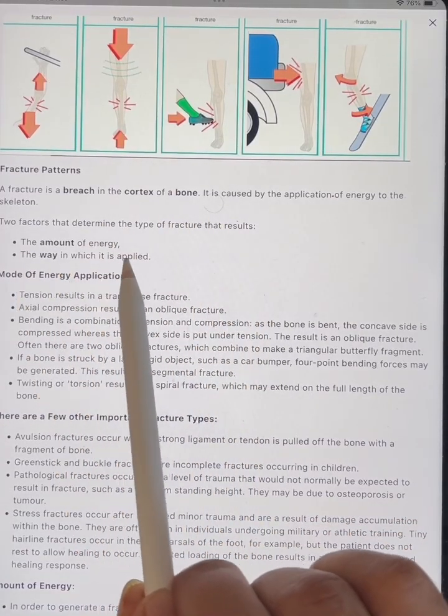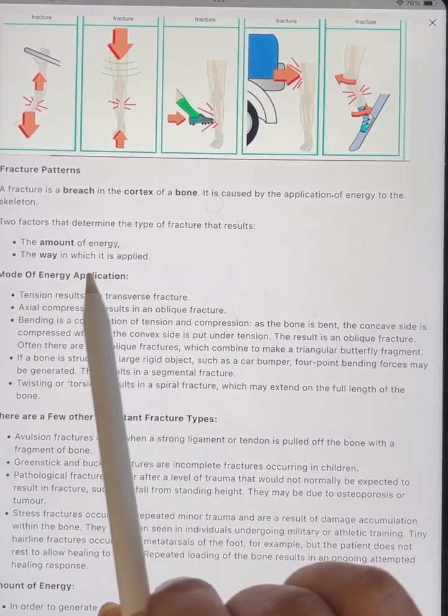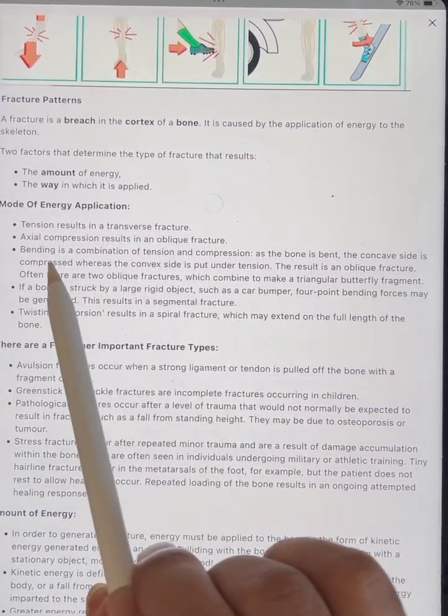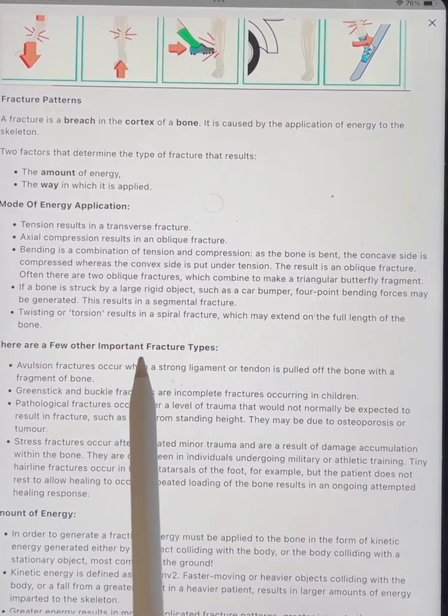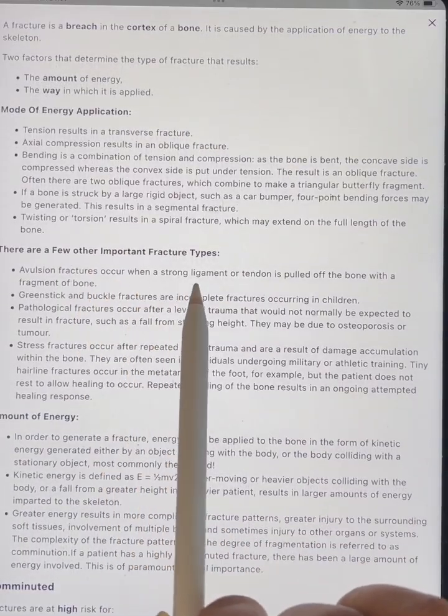Two factors determine the type of fracture: the amount of energy and the way in which it is delivered. The mode of the energy, tension may cause transverse, axial compression, bending, forward, and all this. There are a few other important fracture types.